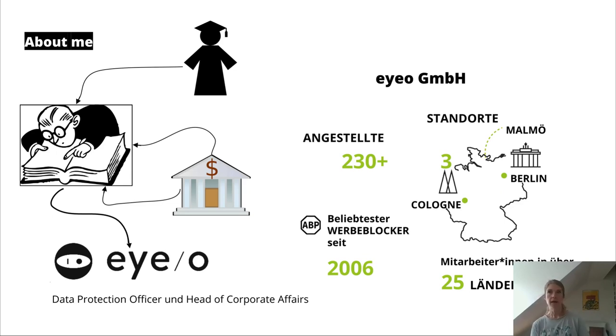IO is the company behind the ad blocker, Adblock Plus. You may have heard of that. So what we are basically doing is providing an open source extension, which is blocking ads, but is also configurable in a way that we can block cookies and tracking stuff and also other things. Currently, we have more than 230 employees. We are located in three different cities, that is Cologne, Berlin, and Malmö in Sweden. And our employees are working out of more than 25 countries. So we are a remote company.